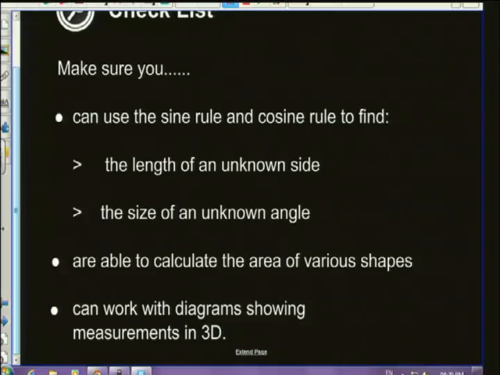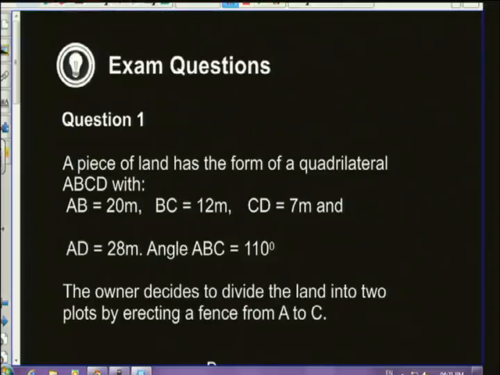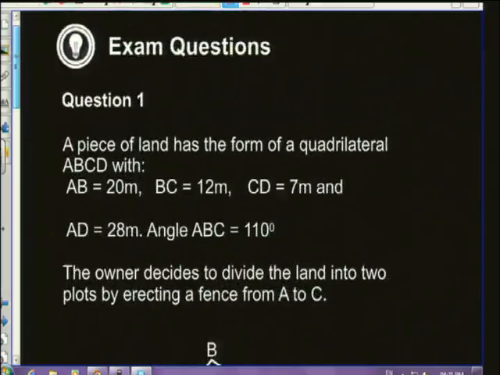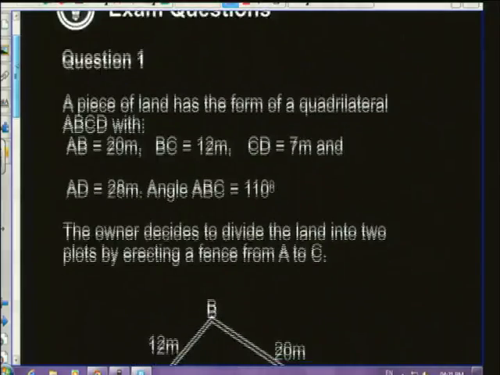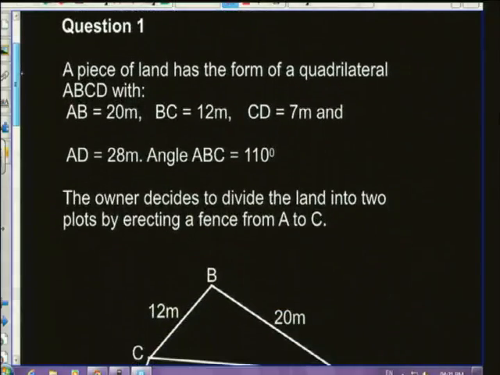Now, the first thing that you need to make sure is that you are able to use the sine rule and cosine rule to find the length of an unknown side or the size of an unknown angle, right? Now remember the sine rule, the cosine rule, and also the area rule, right? Now we have the following questions, all right? These are your exam questions.